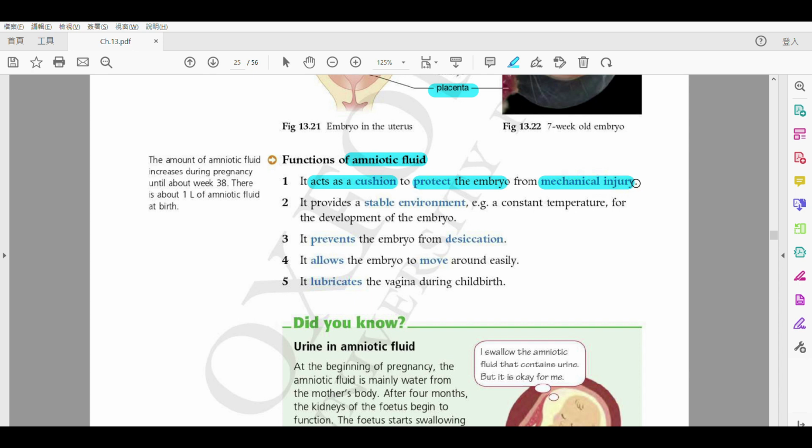Mechanical, 即係一啲機械性嘅，即係啲物理性啦，衝擊波咁樣啦，alright? So mechanical is like something physical, alright? So prevent or protect this embryo from mechanical injury, 一啲傷害啦，機械性傷害啦。And then next thing, it will provide a stable environment, 佢包括係有好多嘢都要 keep constant 嘅，constant 即係代表穩定嘅。For example, temperature, 例如可能係 pH, water 嘅 amount, alright? So all of these are kept constant, 得唔得?